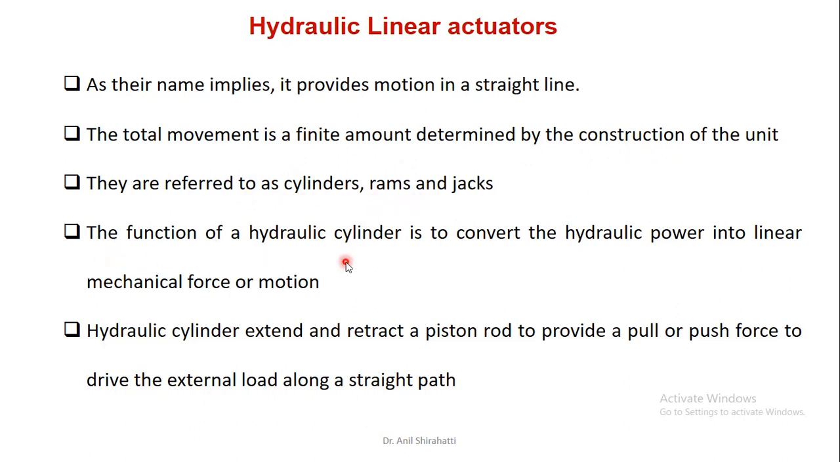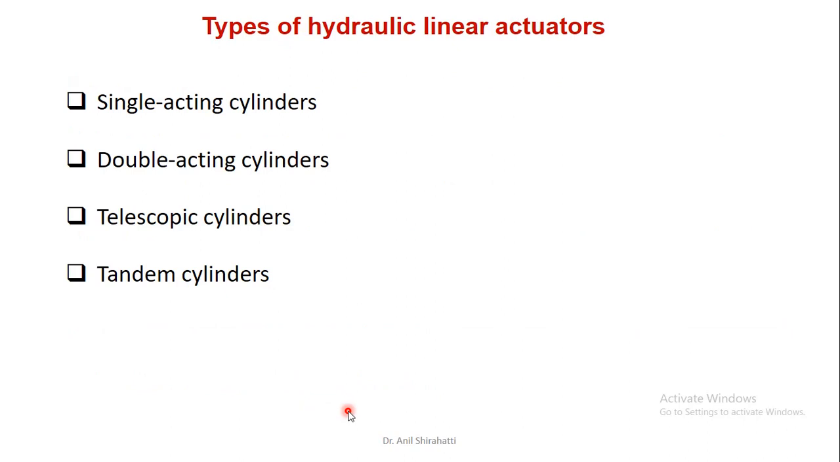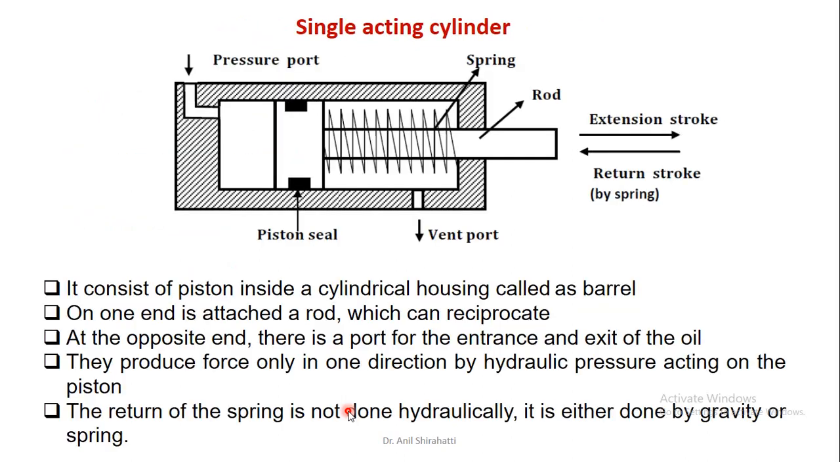The function of a hydraulic cylinder is to convert hydraulic power into linear mechanical motion or force. A hydraulic cylinder extends and also retracts a piston rod to provide a pull or push force to drive the external load along a straight line. Depending upon the hydraulic linear actuator, there are four types: single acting cylinders, double acting cylinders, telescopic cylinders, and tandem cylinders.